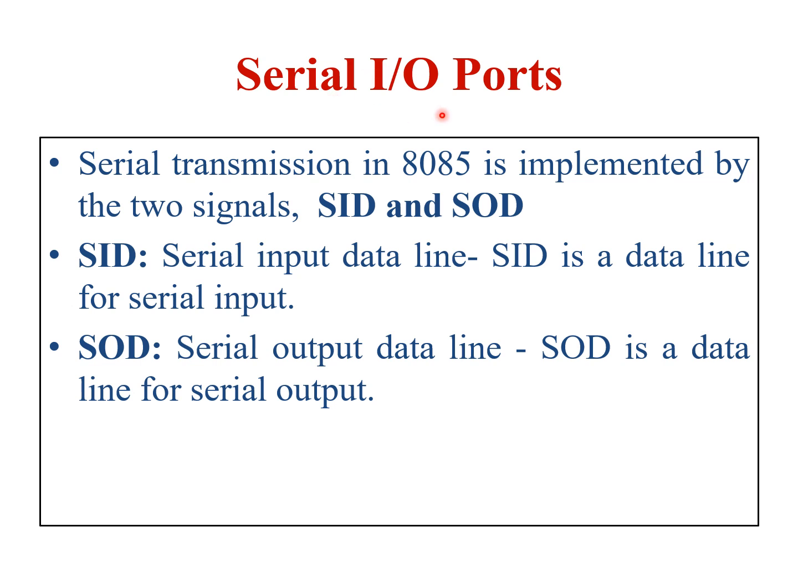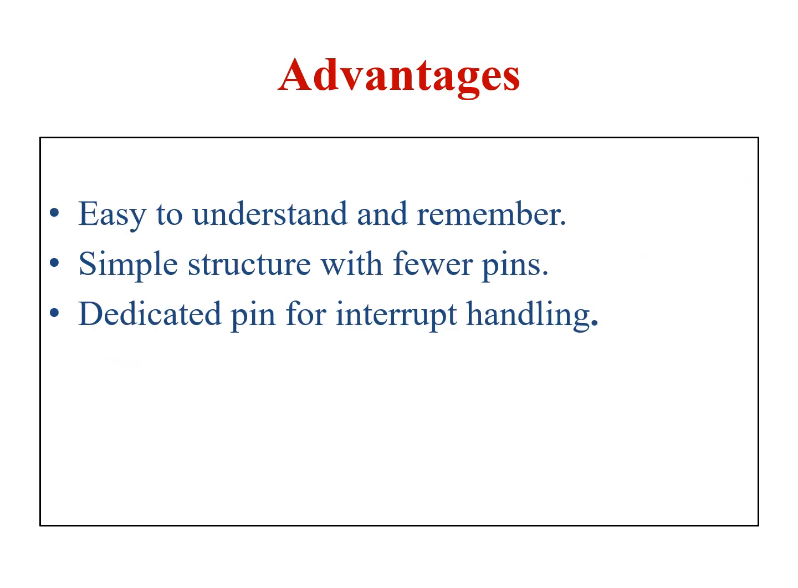Then serial IO ports. Serial transmission is implemented by 2 signals, SID and SOD. SID is the serial input data line, and SOD is the serial output data line. So far we have seen all the 40 pins, and now let us see the advantages.